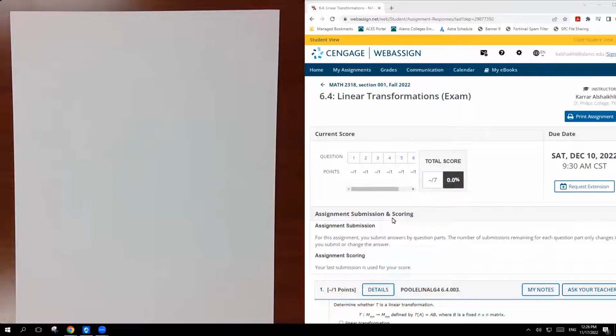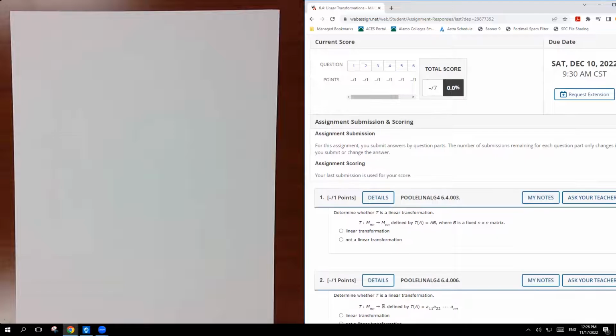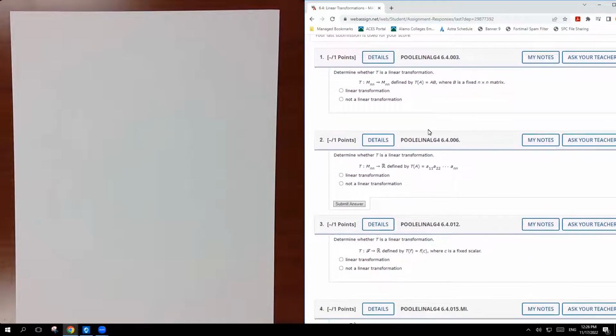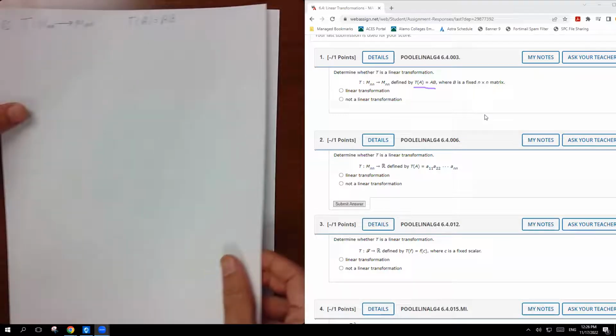Section 6.4, linear transformation. Let's start with the first example. Determine whether T is a linear transformation. We need to prove that T is a linear transformation. Our T is from matrices to a matrix defined by T of the matrix A equals A times B, where B is a fixed n times n matrix.